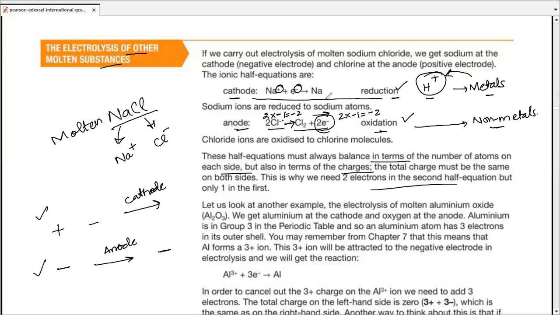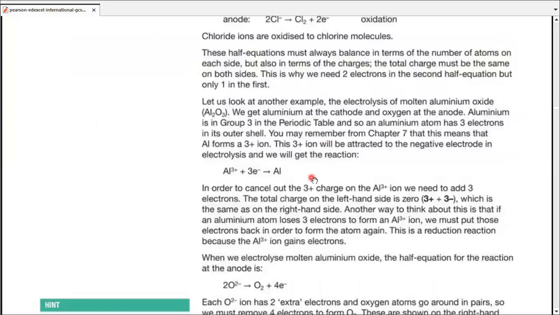Get the point? Yes. Good. We're going to clear it up. We're going to move forward. Let's take a look at another example.